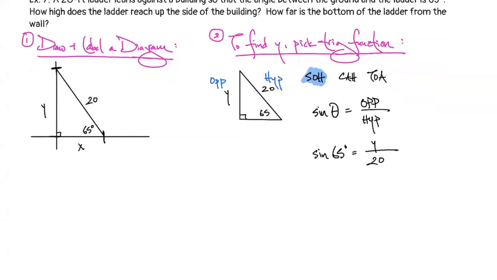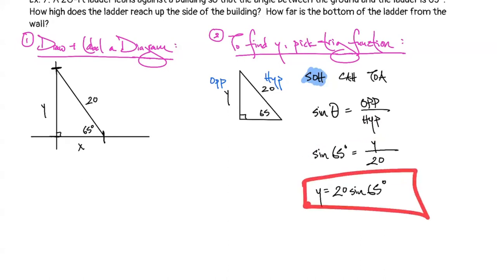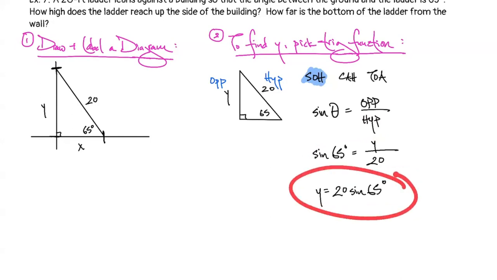Before you bust out your calculators, explain to me how you can isolate y. Multiply by 20. Perfect. Y equals 20 times sine 65 degrees. If I ask you for an exact answer, or I say this is a non-calculator question, go ahead and leave your answer like this, okay? I want us to write this part out and then type that into the calculator.